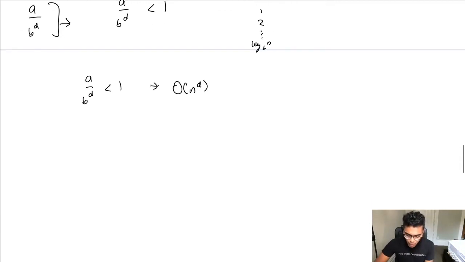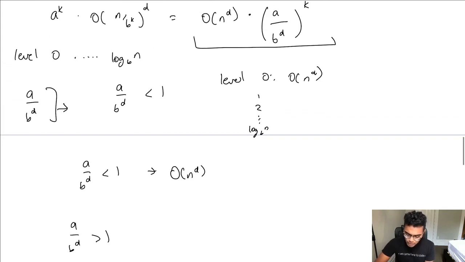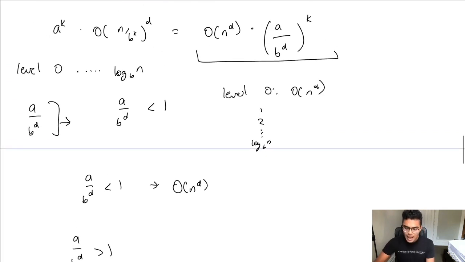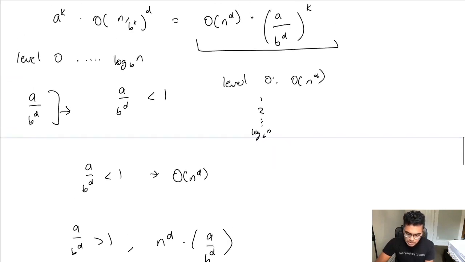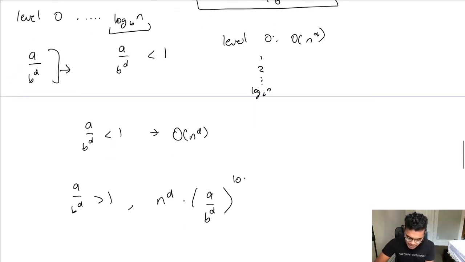Similarly, what happens when a over b to the d is greater than 1? Well, going back to this analogy, we know that at level 0, it's O of n to the d. But then for every single future level, we know that our series is increasing, right? Because this term, a over b to the d, is getting larger and larger. And so this series increases, and this geometric sum is given by its last term, O of n to the log b of a. So how do you derive that? We would say that at the very last level, we're dealing with n to the d times a over b to the d. And what is our last level k? Our last level k is log b of n. So we're just taking this and raising it to log b of n.